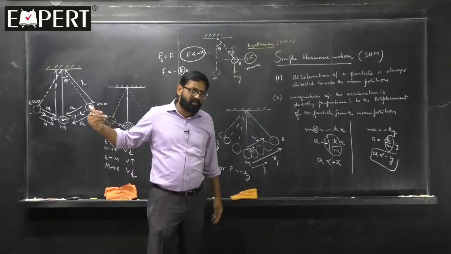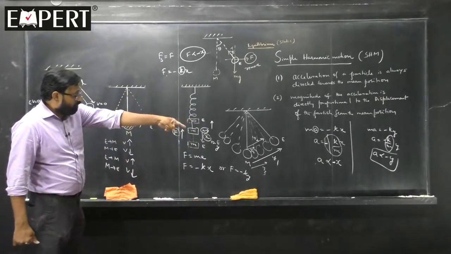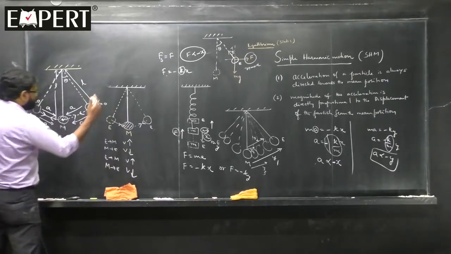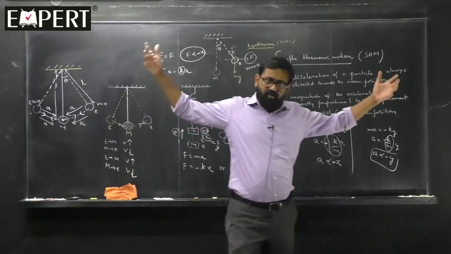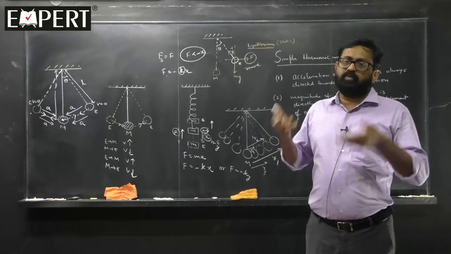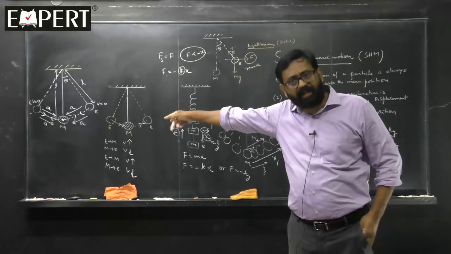Now let us try to understand the case of the pendulum also, which is different. Let us first follow that a and displacement are in opposite direction. What is the direction of a always, according to the first condition? Acceleration is always directed towards the mean position. The particle may be moving from extreme to mean position or mean to extreme position, but a is always directed towards the mean position. It is already proved, correct?